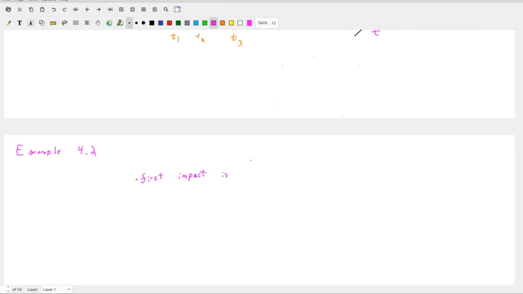is 0.2 newtons. Let's just call that at t equals 0. And then our second impact is 0.1 newtons at t equals 0.1 seconds. So 100 milliseconds later.